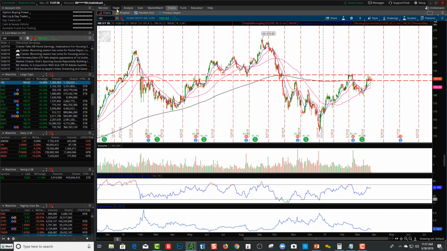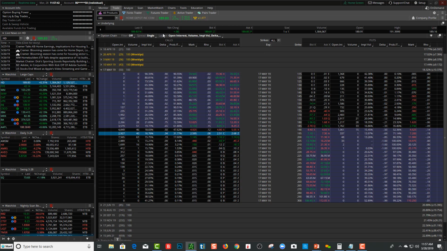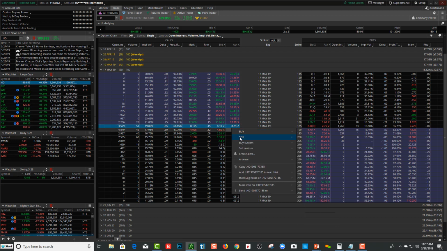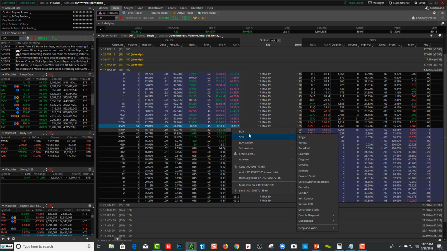So let's take Home Depot for a second. If you go over to the trades tab over here, you'll see the left is on the call side, the right is the put side. So when you go to an options chain, if you just right click on any of the strikes, you'll see buy or sell. If you sell, you are doing a credit spread. If you buy, you're doing a debit spread.